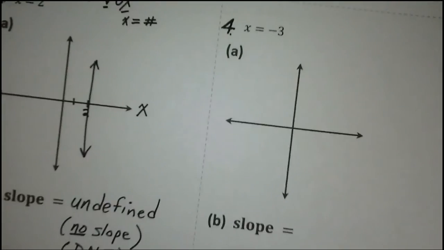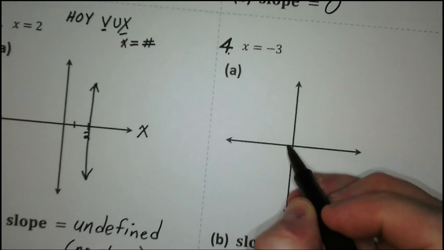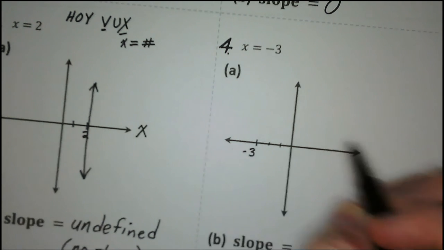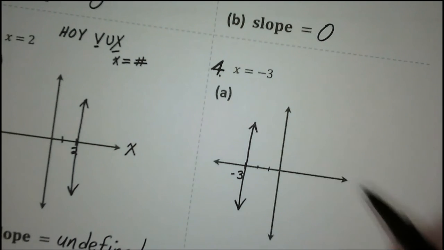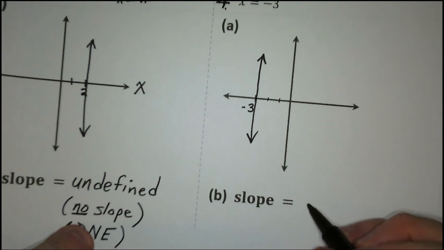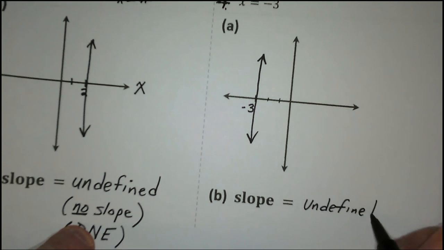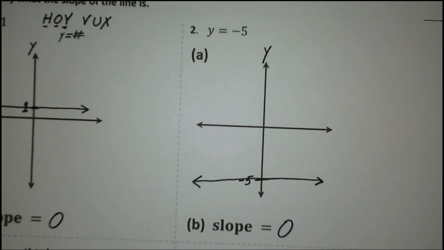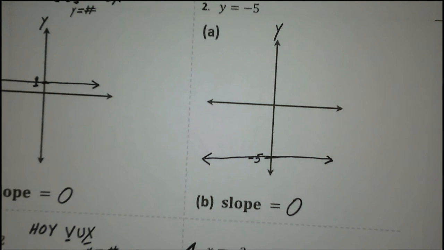So once again, another example of just x equals -3, so we go to x equals -3, and we draw a vertical line, and that way the slope is undefined. Every time it's a vertical line, your slope is undefined. Every time your line is horizontal, your slope equals 0, and that, people, is all there is to it.